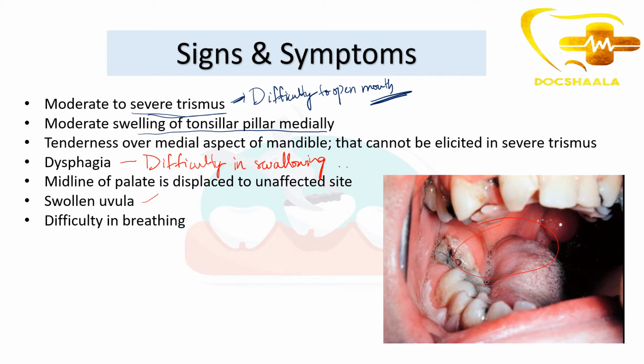Then there is a swollen uvula. You can see in this image that the uvula is swollen. Then there will be difficulty in breathing for the patient. So these are the important signs and symptoms that we see in pterygomandibular space infection.